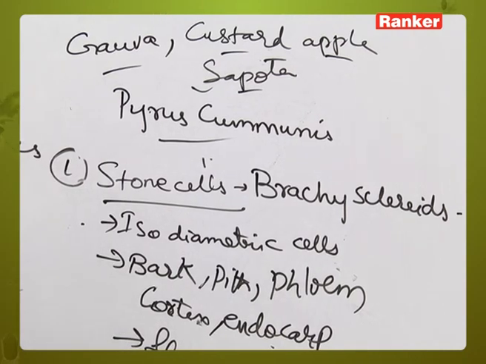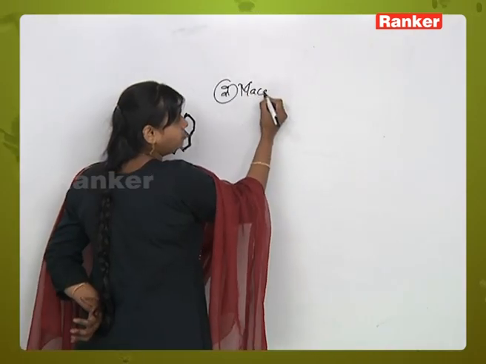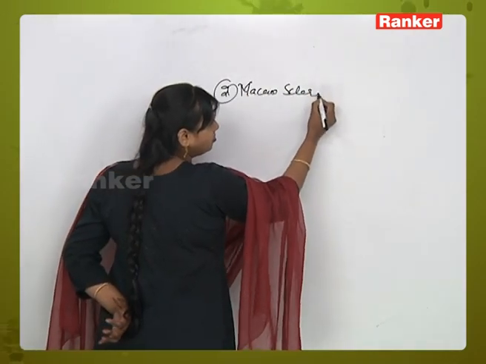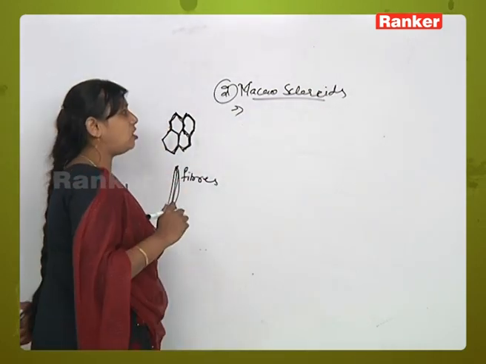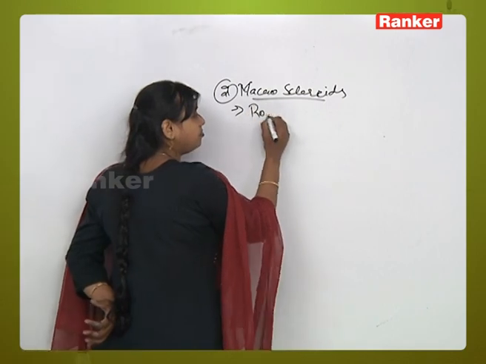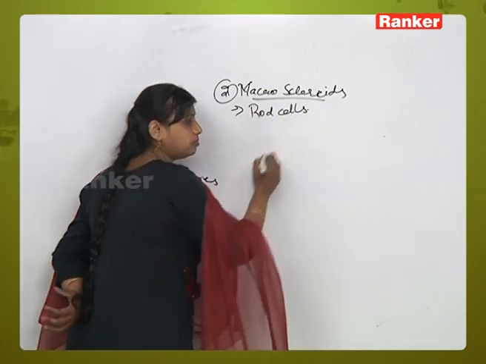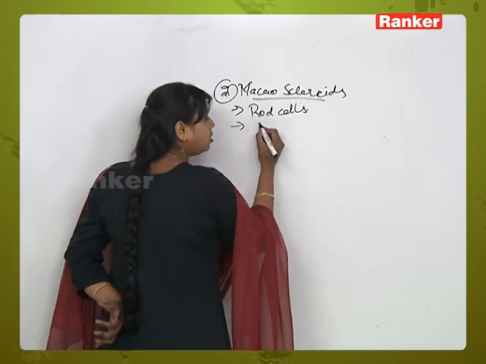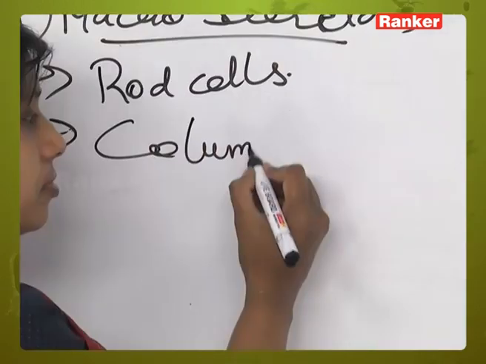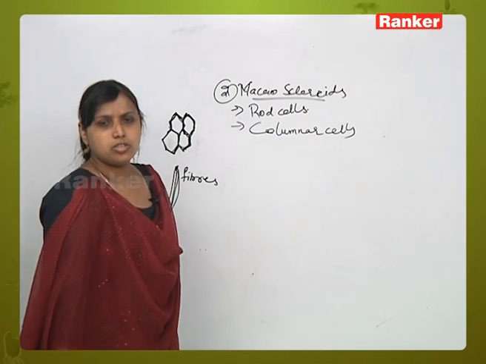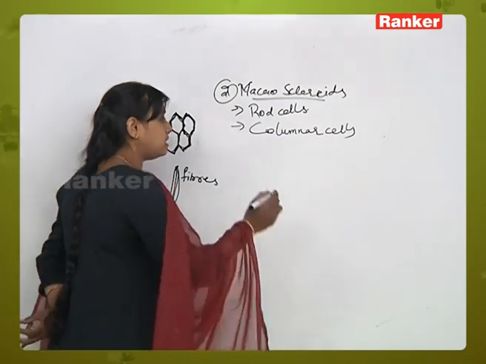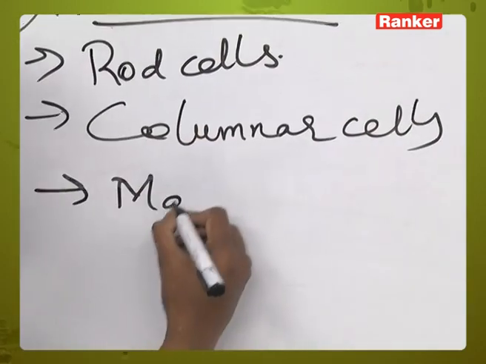Second type is macrosclerites. These are also called rod cells. These are also called columnar cells. Macrosclerites are also called rod cells or columnar cells. These are also called Malpighian cells.